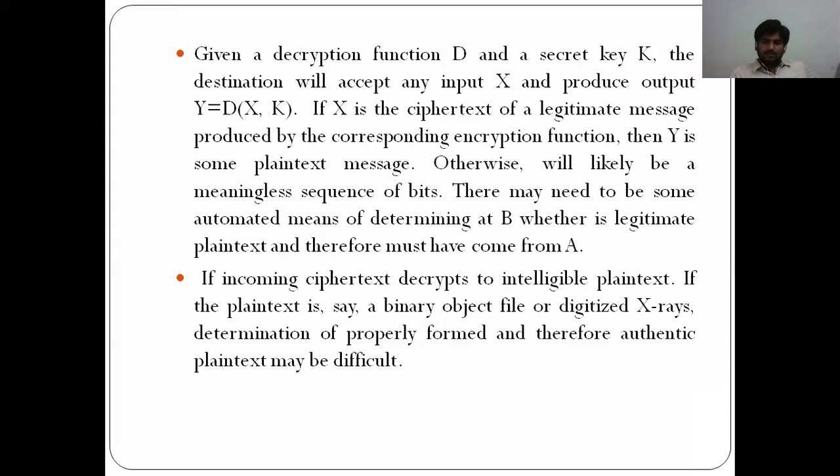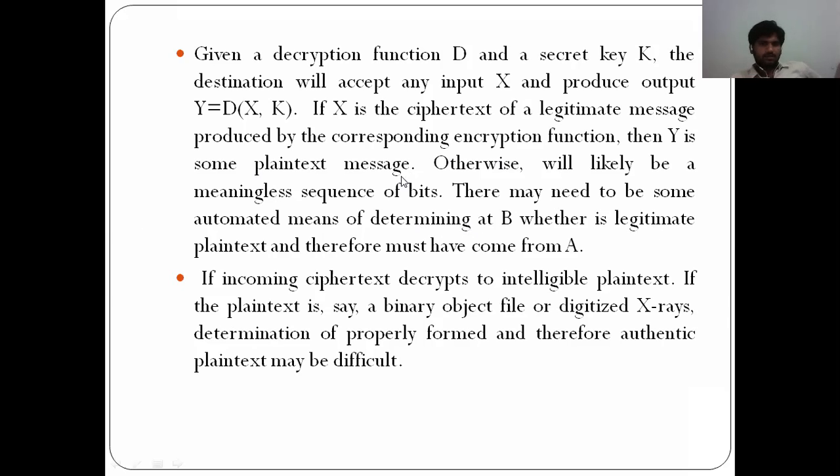Decryption operation, what is the procedure? The ciphertext needs to be converted to the plain text. So what is that message? That X is nothing but a ciphertext, or a legitimate message produced by the corresponding encryption function. Then Y is the plain message. So once we decrypt the ciphertext with the key, we are going to get the original plain text. Otherwise, it is likely to be a meaningless sequence of bits.